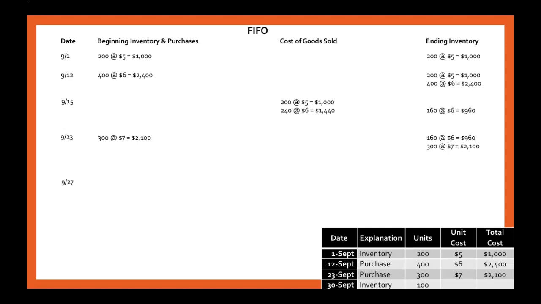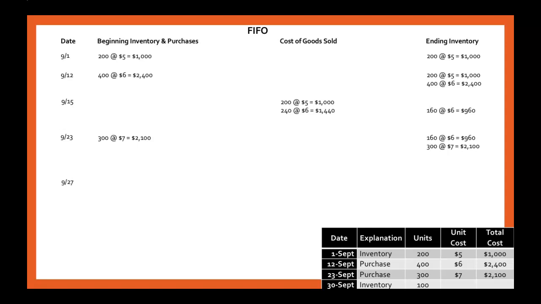Then we want to go over to our ending inventory. We still have those 160 at $6 a piece. So we need to write all of those down under our ending inventory. Then we just purchased 300 more. So we have 300 more at $7 as well. So after this purchase on the 23rd, we had a total of 460 units. Right, 160 plus 300.